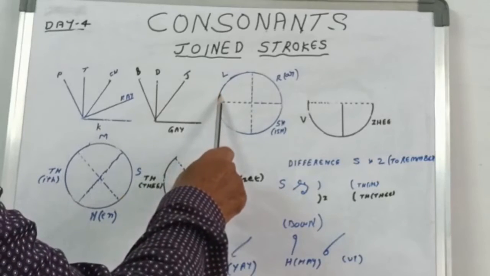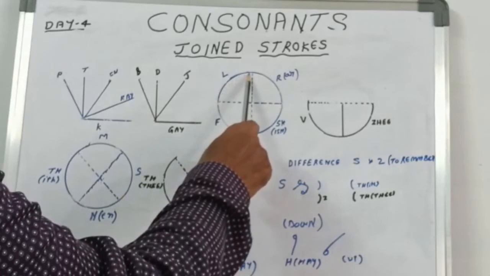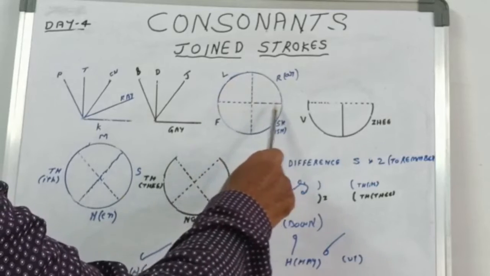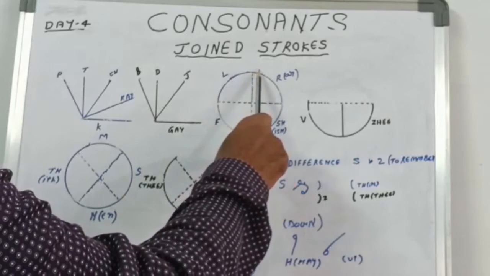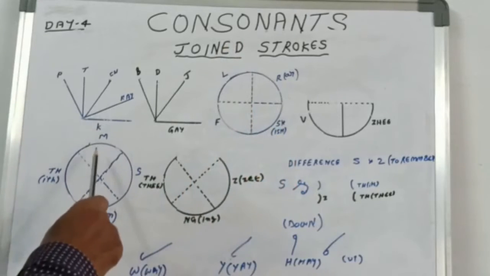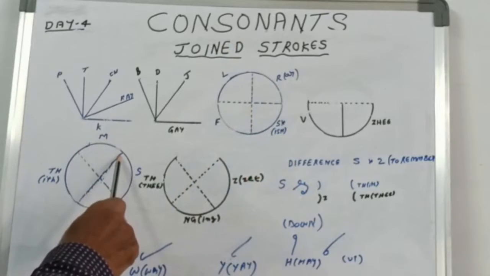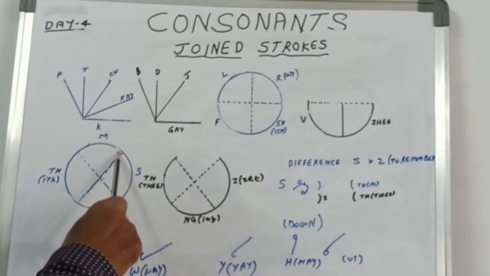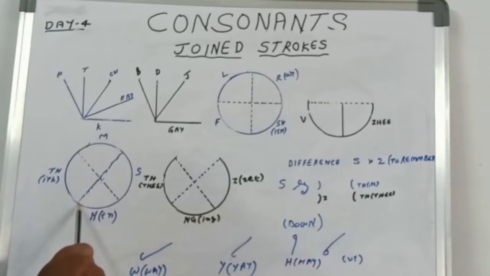This is L, upward. In this arch, upward is L, downward is R. M. This mounted curve is M. This dipped curve is N. This thickened dipped curve is Ing. These are the consonants, straight strokes and curved strokes.